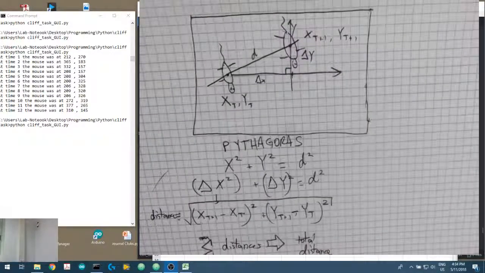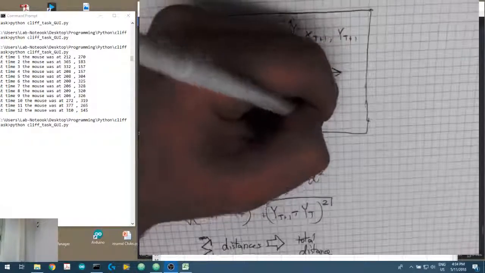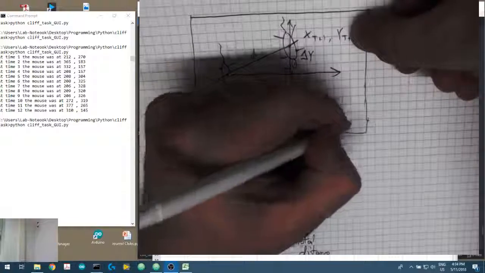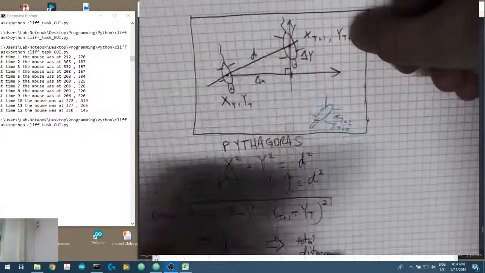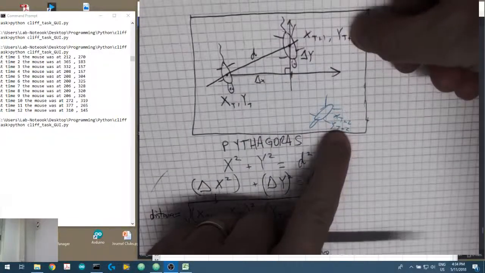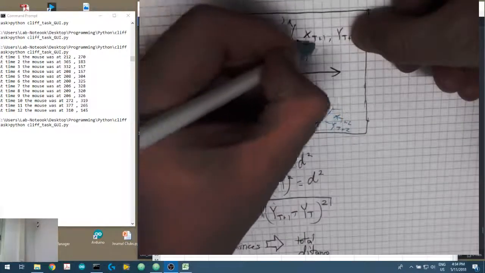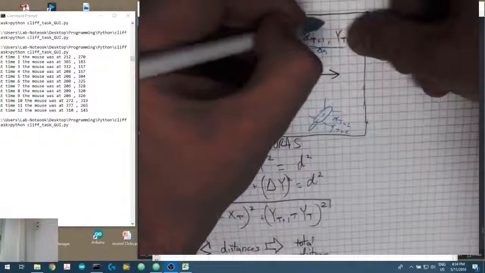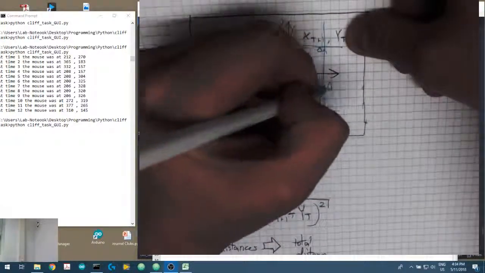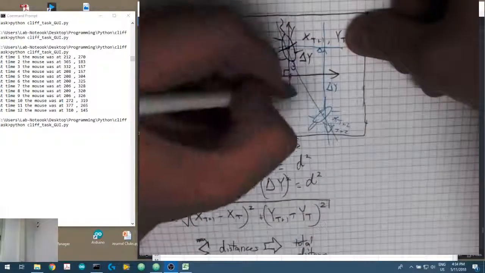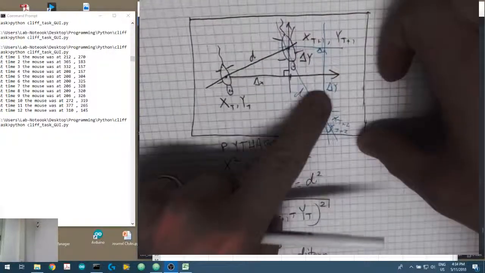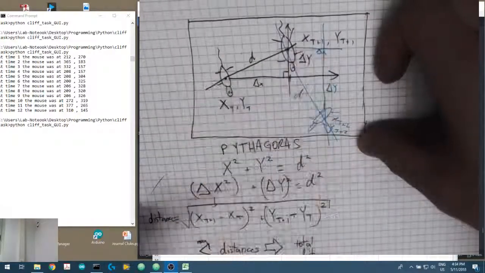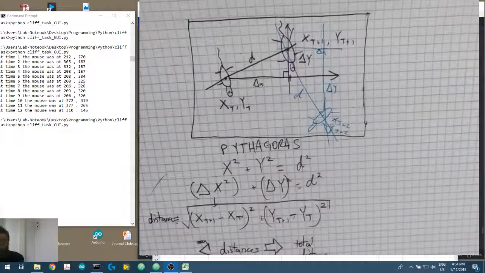So if, for instance, he moved down here now at x t plus 2, y t plus 2, so this is t plus 2, t plus 2, we can do exactly the same thing. He's moved across this distance, so that'll be delta x, and he's moved down delta y. So then we'd get the distance here. So we just have to set up all of the right angled triangles for each of the time points.